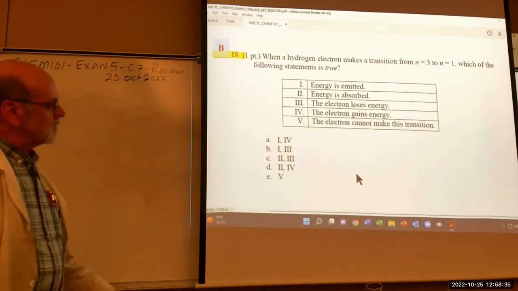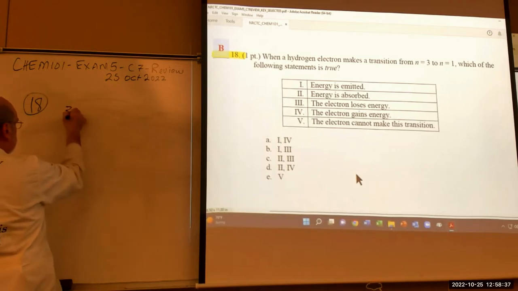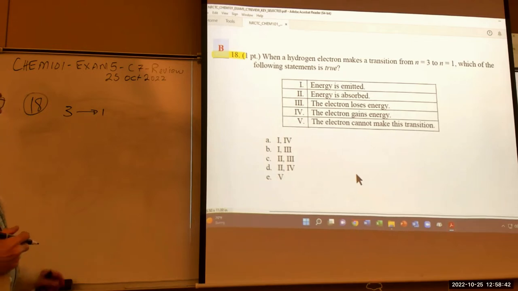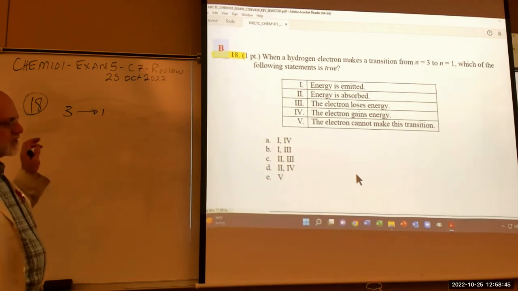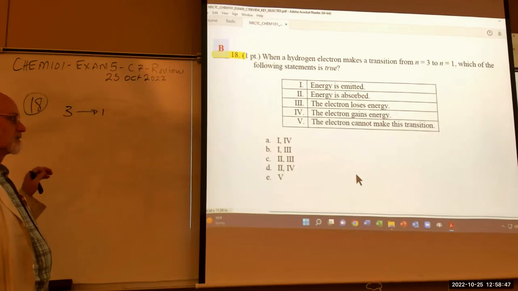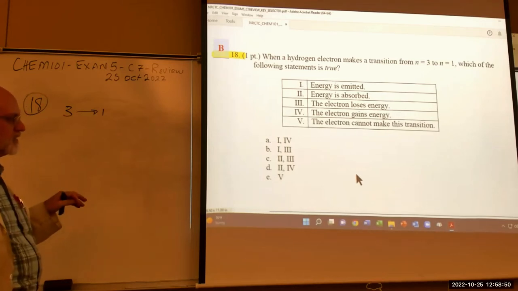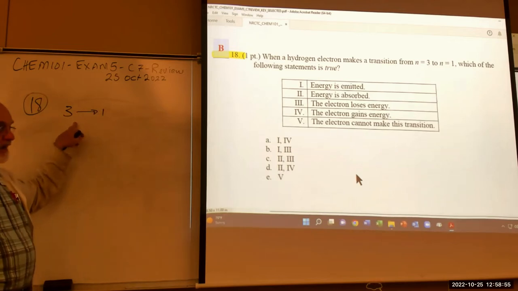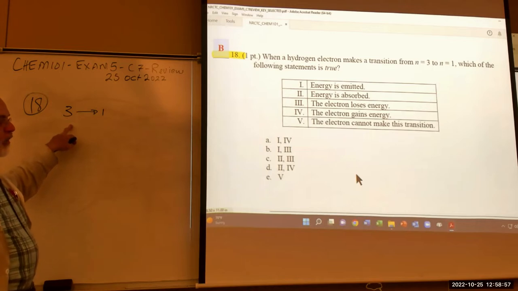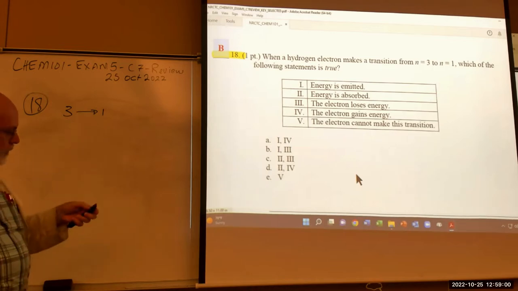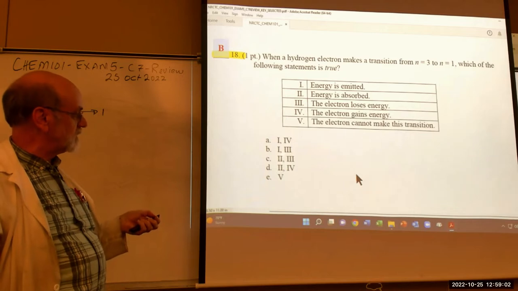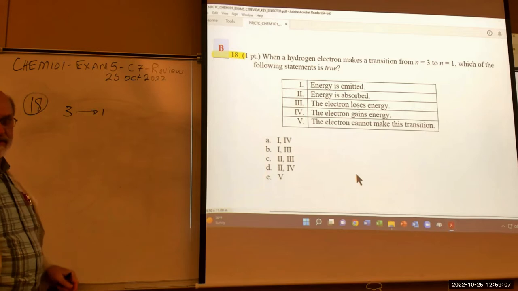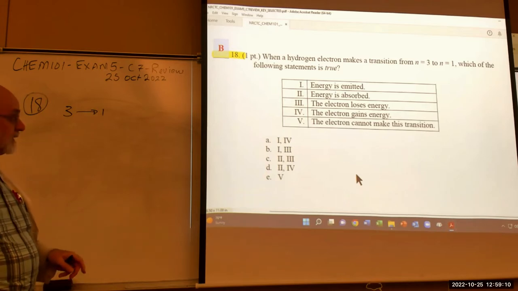When a hydrogen electron makes a transition from 3 to 1, which of the following statements is true? Energy is emitted, energy is absorbed, the electron loses energy, the electron gains energy, the electron cannot make this transition. Well, you throw 5 out. We know that happens. So it's 1, 2, 3, or 4, or a combination. We've already thrown out 5, so that means it has to be 2 of the above. 2 of them have to be true in order to satisfy the conditions of this multiple choice question.